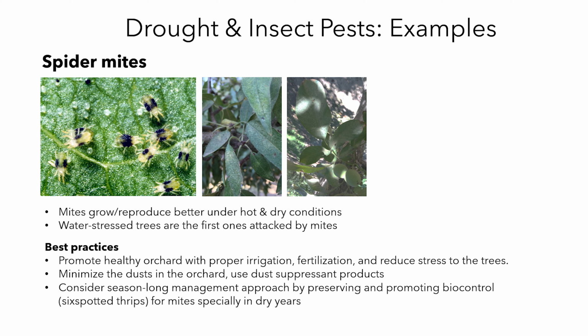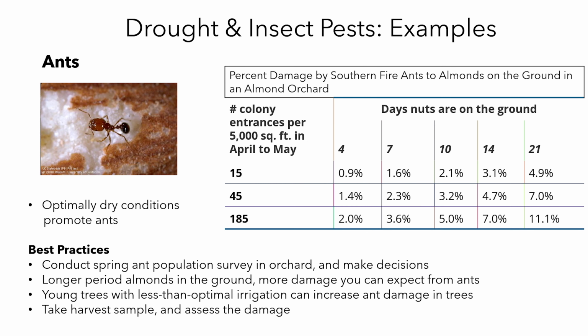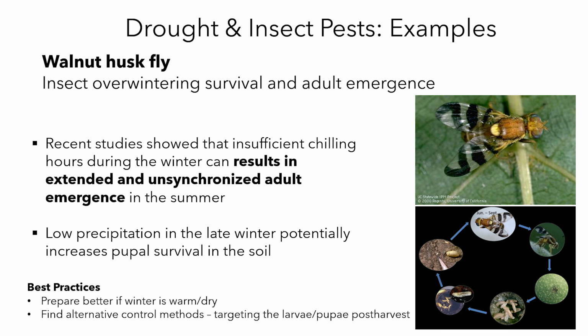There are some insects that are directly or indirectly affected by drought also. Again, this is one of the slides that I put in here. I won't have time to go through, but spider mites are always highly influenced by drought or the drier condition of the environment that favors them. Ants, we're seeing increased activity of ants because of that also. Walnut husk fly is one of the insects influenced by the chilling requirement or cold temperature in wintertime because they overwinter in the soil. And if these chilling hours are not met, then their emergence in the summer would be more erratic, right? And so because of that, the control measures for the walnut husk fly would also be challenging.